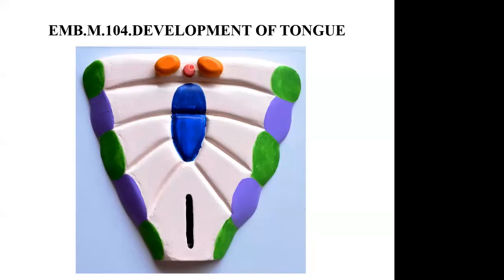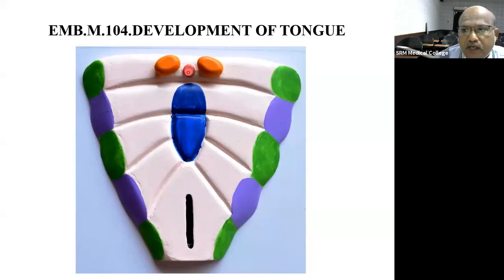Foramen cecum. No, tuberculum impar. So two lingual swellings and tuberculum impar, three are formed at the ventral end of first arch. So this is first arch, second arch, third arch, fourth arch, sixth arch. At the ventral end of first arch, we have formation of two endodermal swellings, that is your two lingual swellings and tuberculum impar.